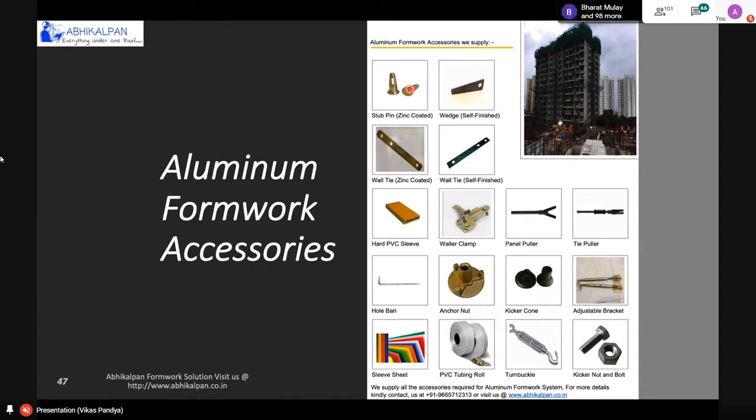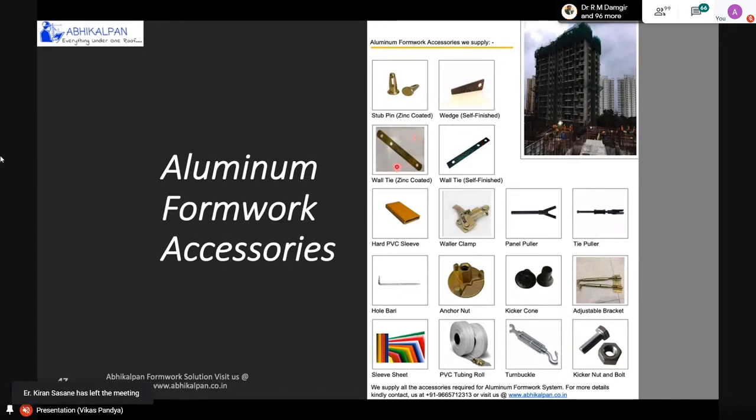This is a stub pin. The maximum length of the pin is 55 mm, the head is 22 mm, and the diameter of the pin is 16 mm. And this is a wedge, 70 mm long, which is embossed in between, and one hole is there. The other is the wall tie.